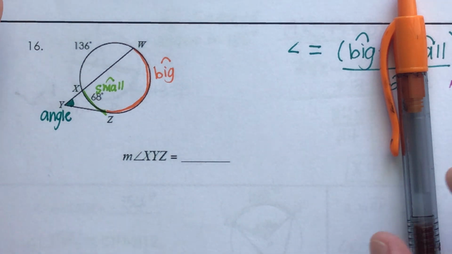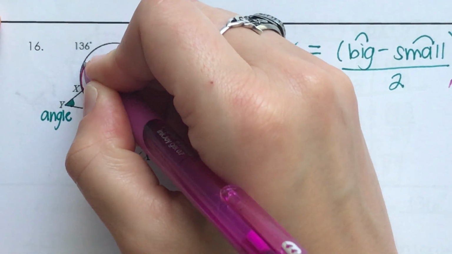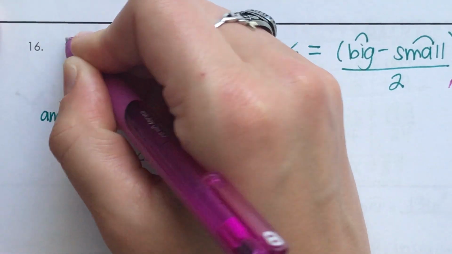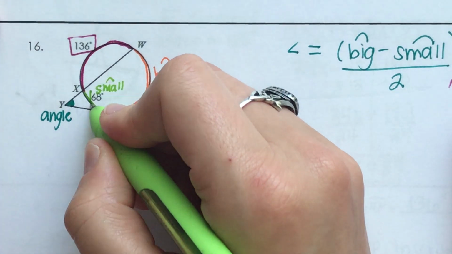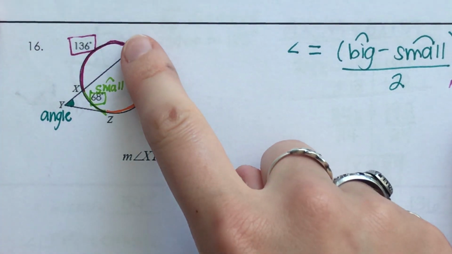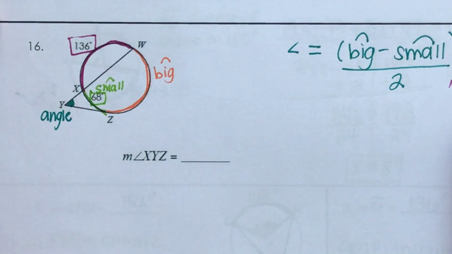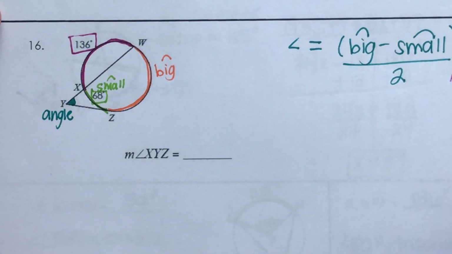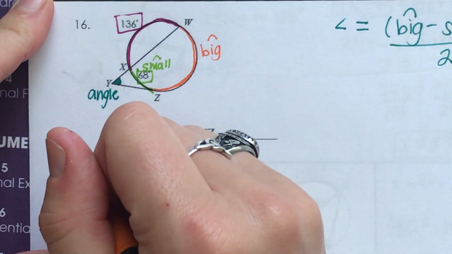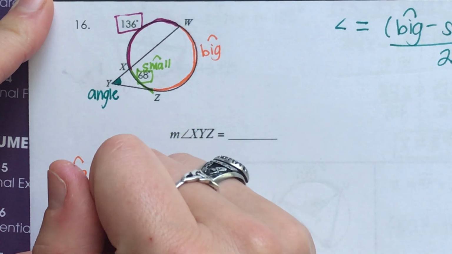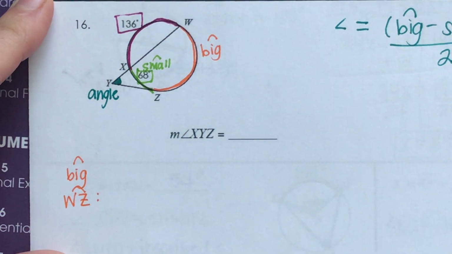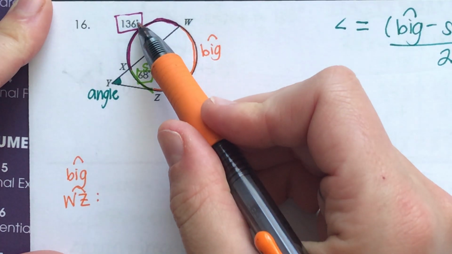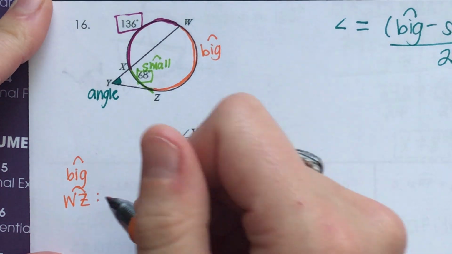Well, I also happen to see that this arc right here in this pinky color is 136 degrees. I also know that this small arc is 68 degrees. To figure out what's left in orange, to figure out the big arc, I know if I were to add the pink plus the green plus the orange, I should get 360 degrees. So to figure out my big arc, which is WZ, right, I can take 360 and I can subtract 136 and 68 from it.